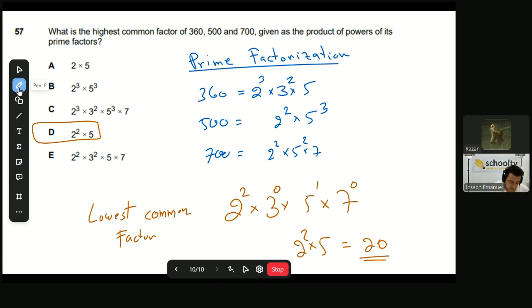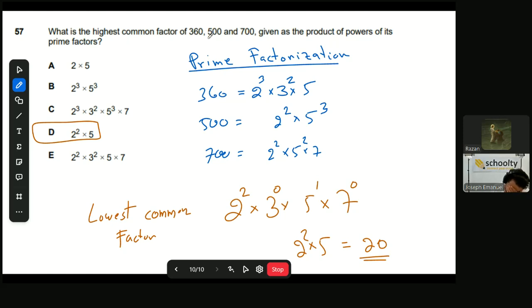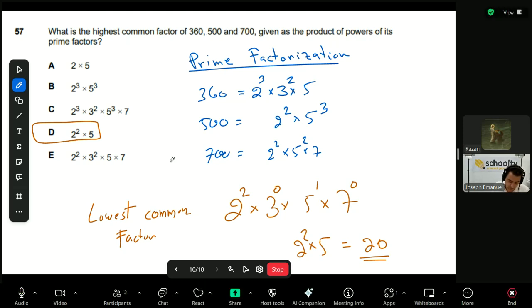20 is the highest common factor, because you can divide 360 by 20 and you will have 18. 500 by 20, you will have 25. And 700 by 20, you will have 14, something like this. So all of them are divisible, so it's D.